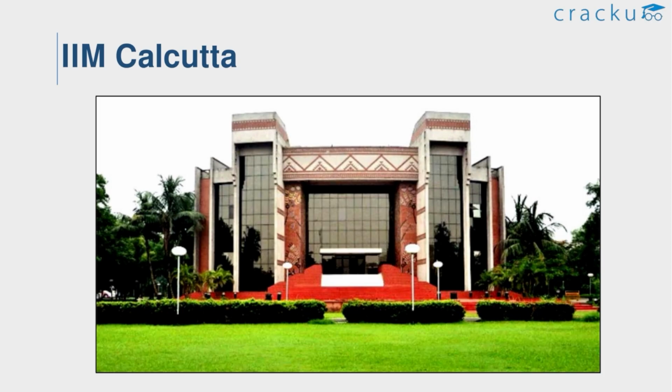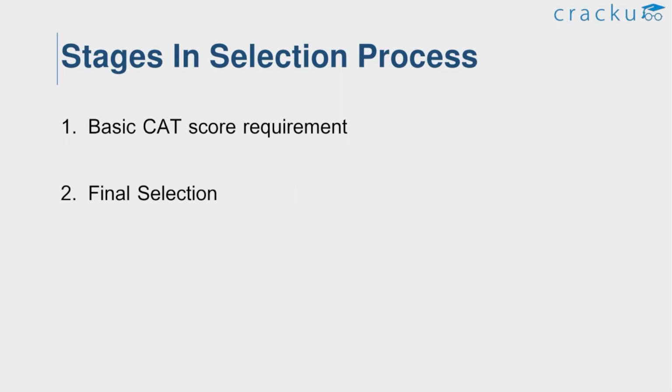Indian Institute of Management Calcutta is one of the top B schools in India and also a desirable college for many MBA aspirants. IIM Calcutta adopted a two-stage selection process. Now let us see the admission criteria and stages in the selection process in detail. As I mentioned before, IIM Calcutta has 2 stages in the admission process for the MBA program. So these are the 2 stages. The first stage is basic CAT score requirement and the second stage is final selection.